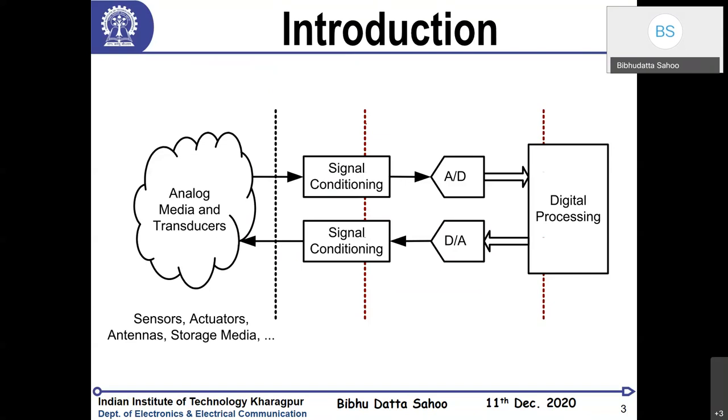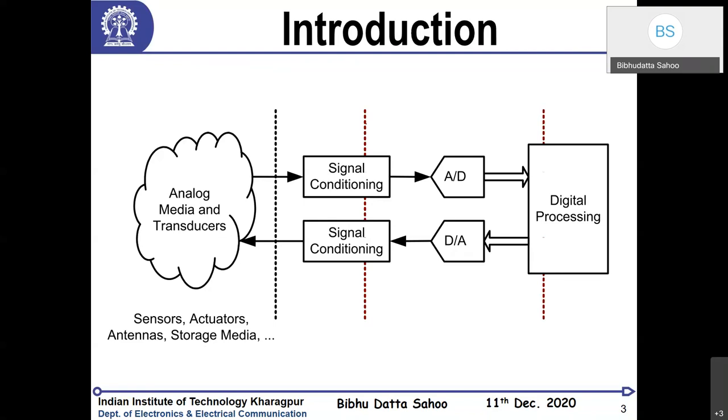And then the DSP takes care of the digitized data, processes it, and then after it has processed it, if we need to send it back to the real world, we have to again convert it back to analog using something called a digital to analog converter, followed by a signal conditioning circuit, and finally which sends it to the outside world. And one of the outside world might be your antenna, which will be sending it to the air, to space, so that it can be transmitted.